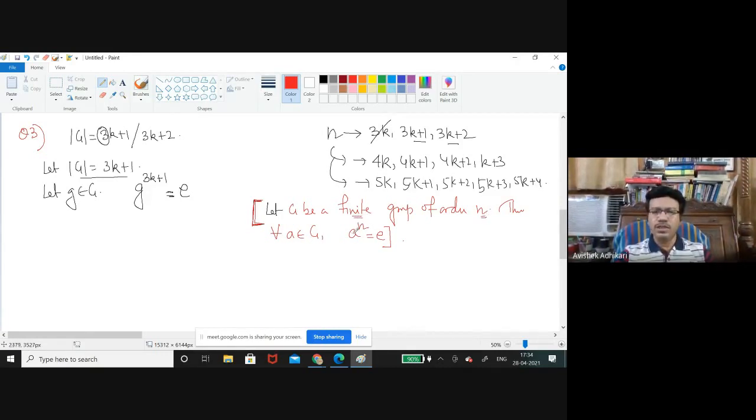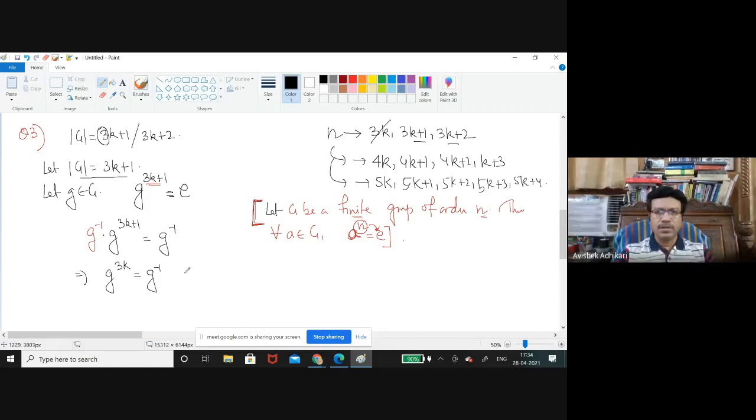So if you just multiply, or do the composition many times, then that will certainly be the identity element E. So here this is the order of the group. As a result, when you are composing G this many times, that becomes E. So if you multiply both sides with respect to G inverse, then what will I get? I'll get G inverse into G to the power 3k plus 1 equal to G inverse. That implies G to the power 3k equal to G inverse.